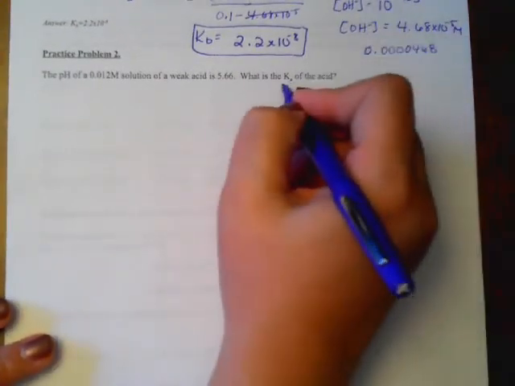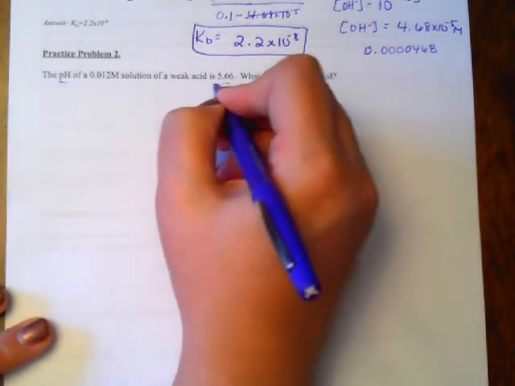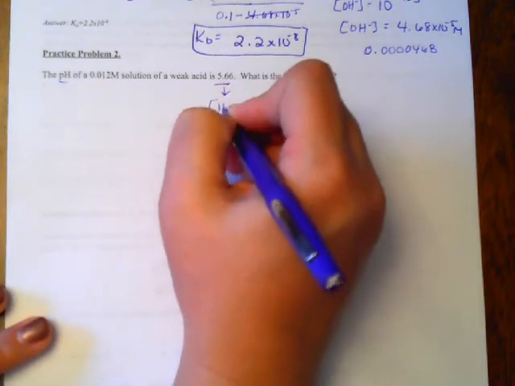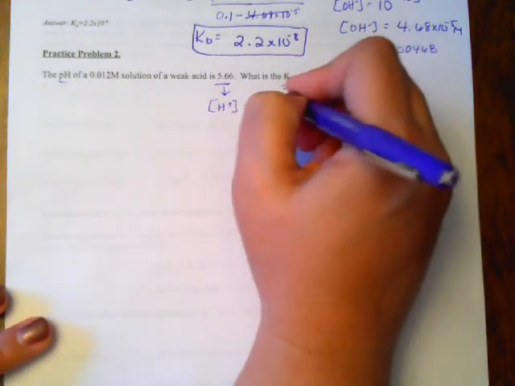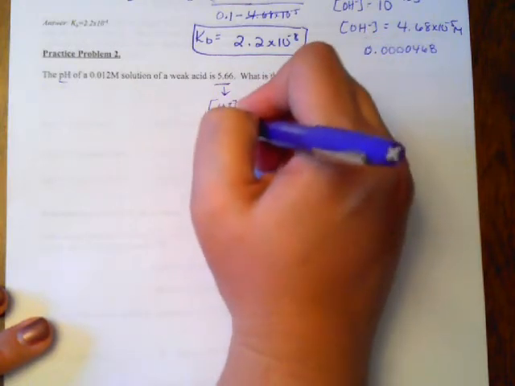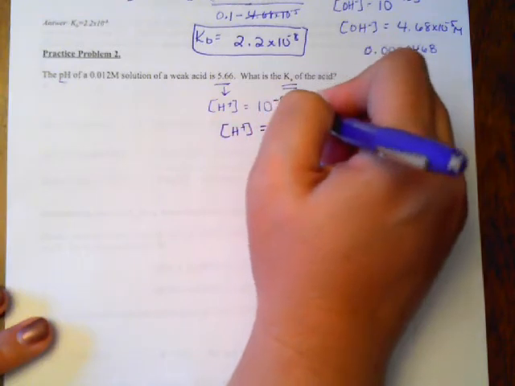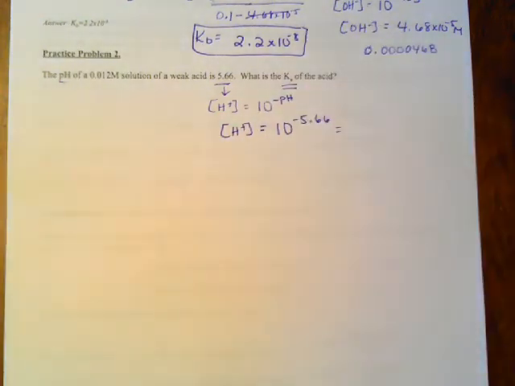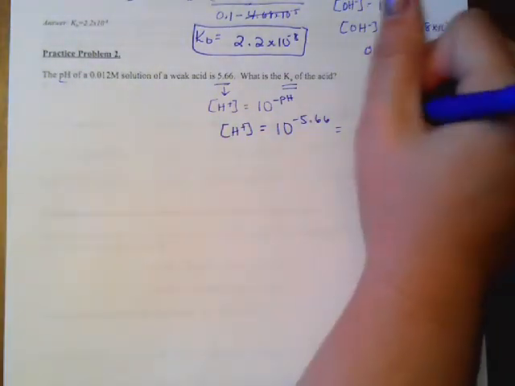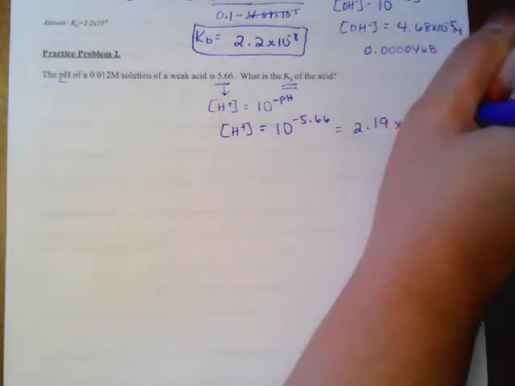Alright, so again, this time we're doing Ka. We are told what the pH is, so from that we can get the H concentration by doing 10 to the negative pH. So our hydrogen concentration is 10 to the negative 5.66, which is equal to 2.19 times 10 to the minus 6.